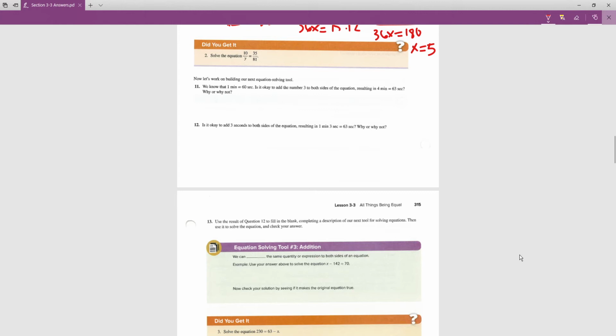That is true. And the question for question 11 is, is it okay to add the number 3 to both sides of the equation, which would then result in 4 minutes equals 63 seconds. So it's obvious that's not true. We started out with a true statement and now it's false. So the answer is no, we cannot add the number 3 to both sides because 4 minutes does not equal 63 seconds.